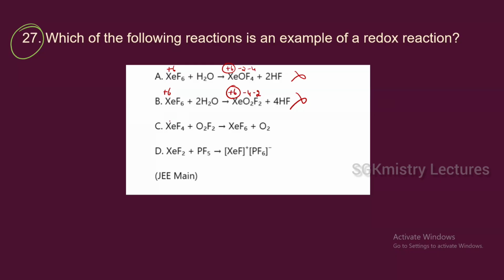Look at this particular example. Here it is in the +4 state and here it is in the +6 state. So the oxidation number has changed. So we have option C as the right answer.